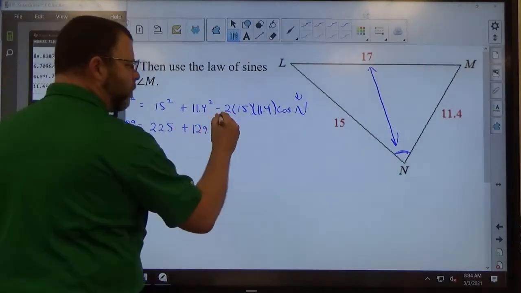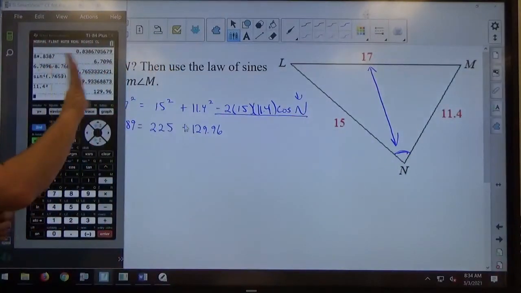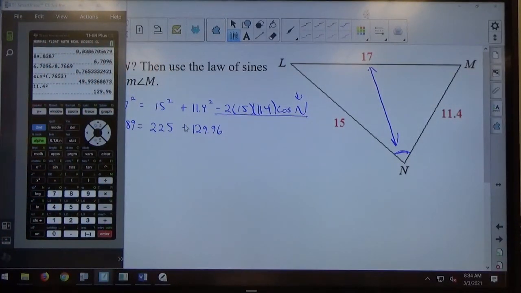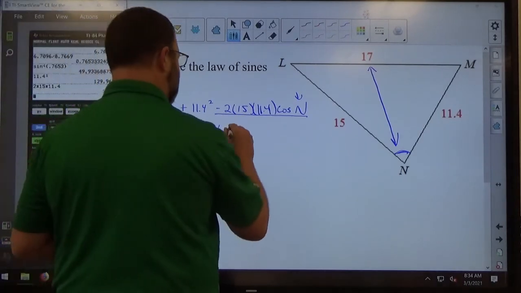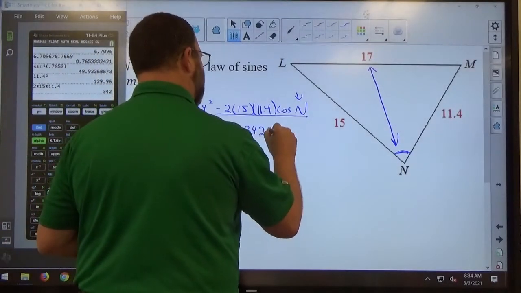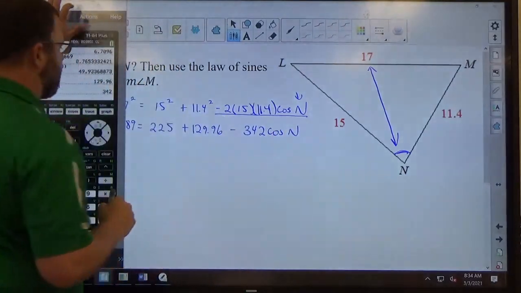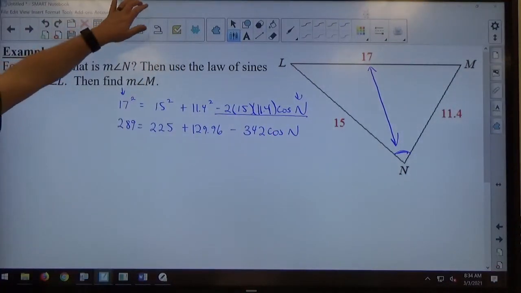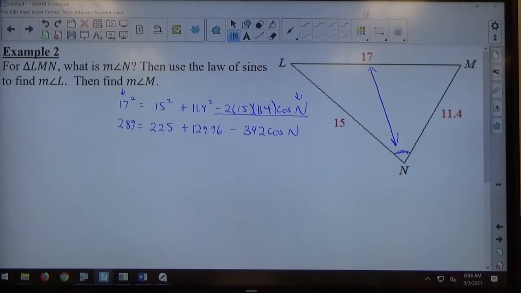And then all this stuff is being multiplied together. So the cosine of N obviously is the variable piece of that, but the rest of them are just numbers. So if I type in 2 times 15 times 11.4, I get 342. So it's going to be minus 342 cosine of N. So square everything, multiply everything, and get yourself to this point with the law of cosines when you're trying to find an angle. Okay. These problems, by the way, are the ones people tend to miss when you're trying to find a missing angle in the law of cosines. So I'd like to be a little more careful here.